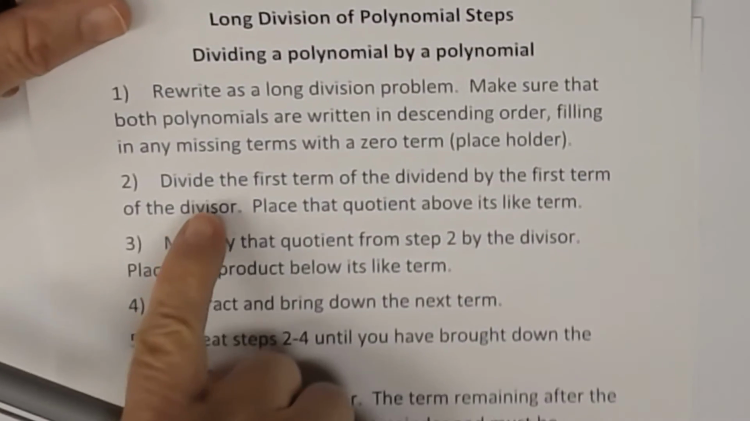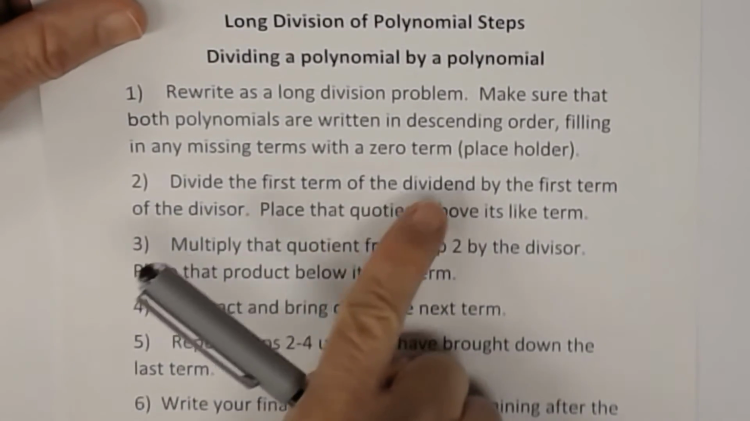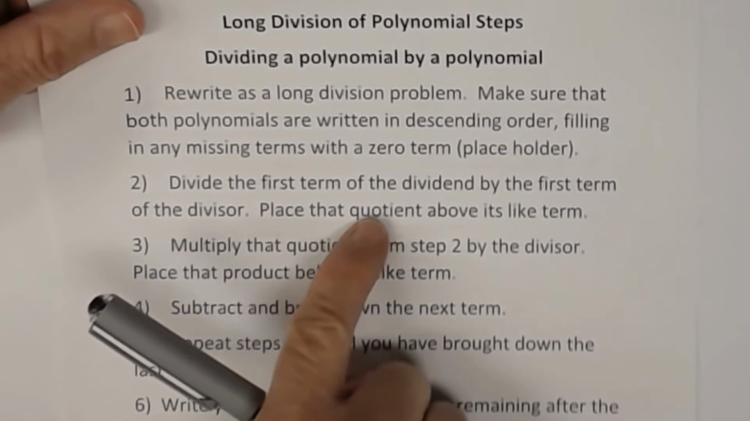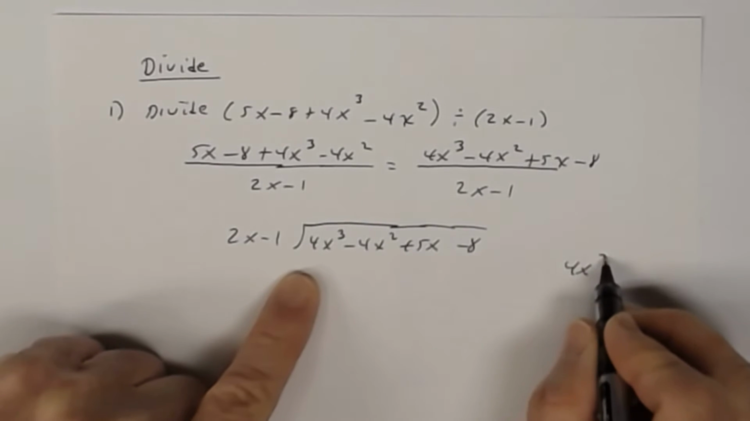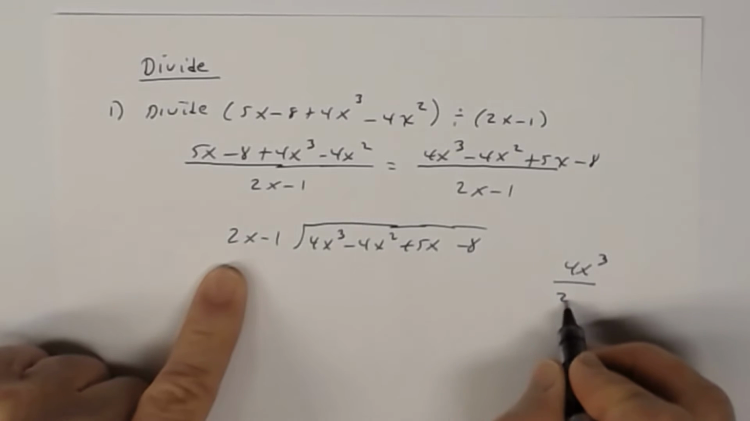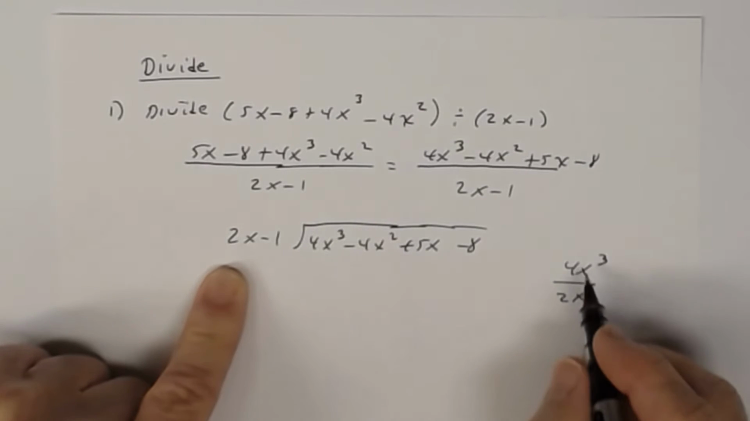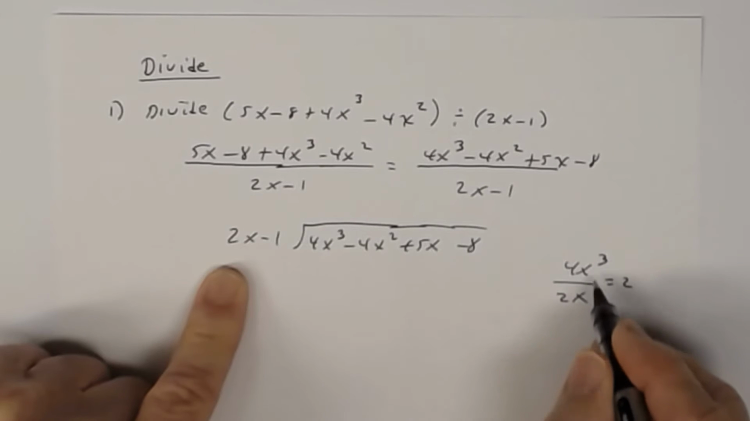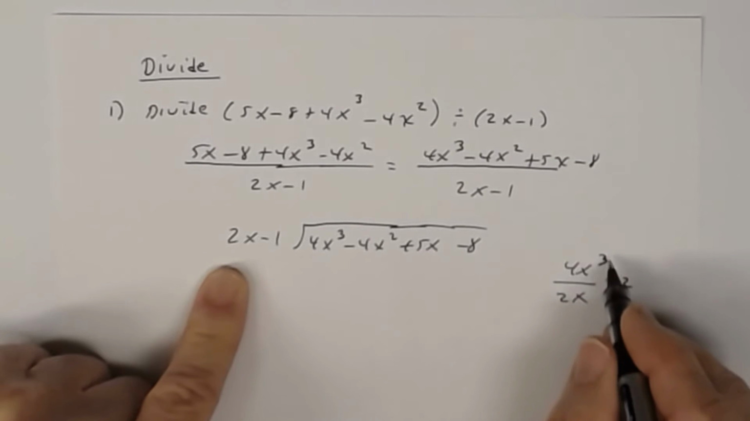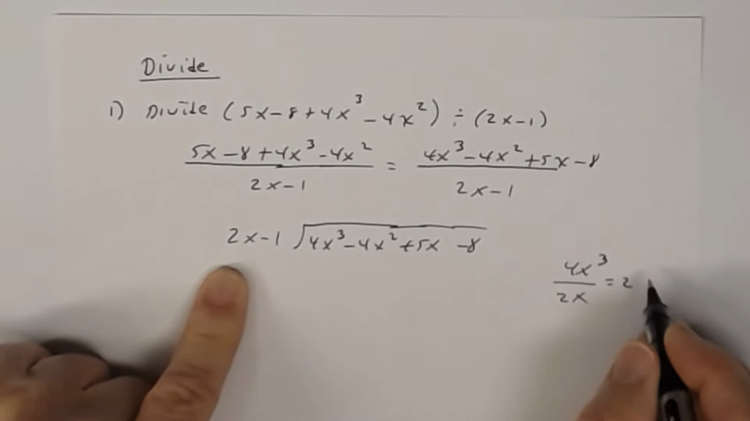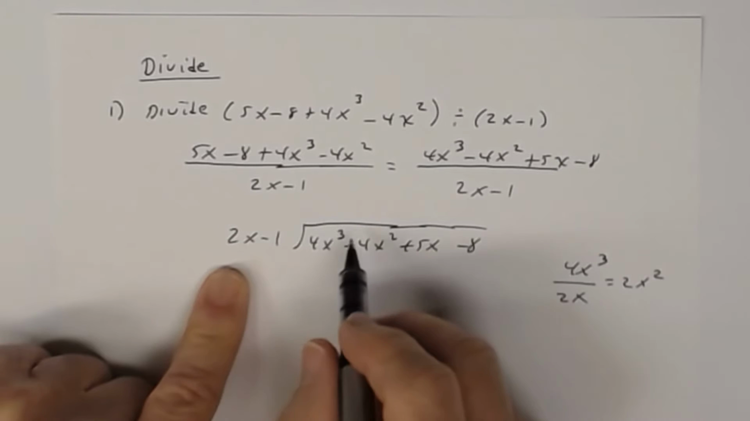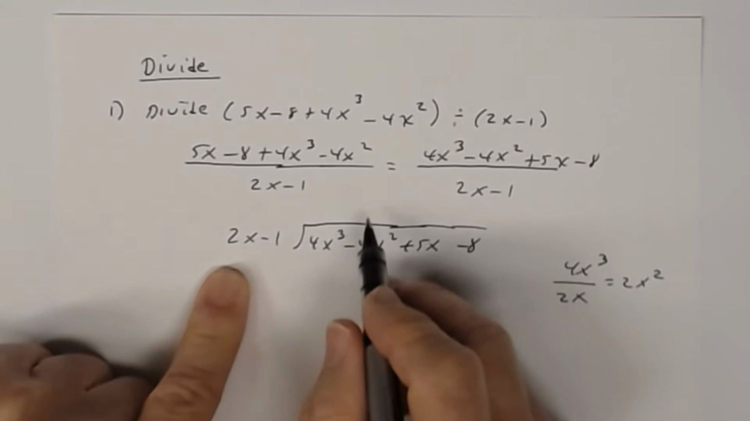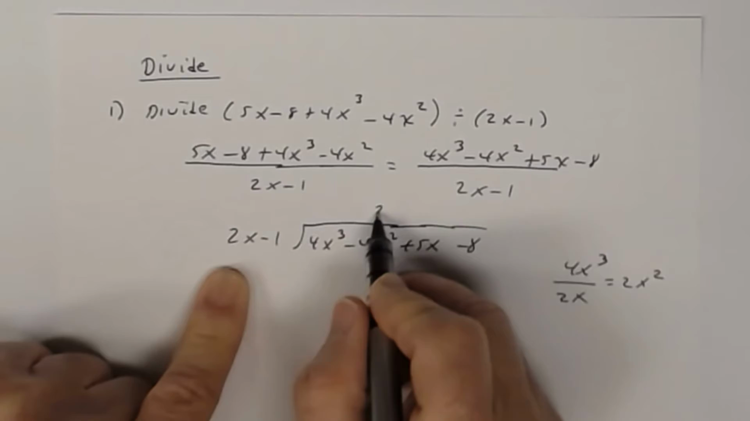So the next step, remember, you're going to divide the first term of the dividend by the first term of the divisor, and you're going to place the quotient above its like term. So you're going to take 4x cubed and divide it by 2x. When I reduce this, 4 divided by 2 is 2, x cubed divided by x. Remember, when you divide like bases, you subtract exponents. So 3 minus 1 is 2, so you get 2x squared. You're going to place that quotient above the like term, so above the x squared. So that's going to be 2x squared here.